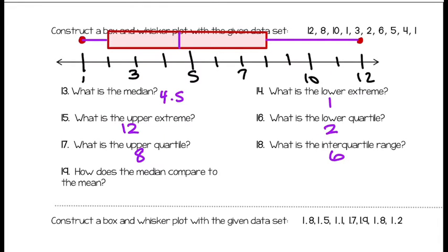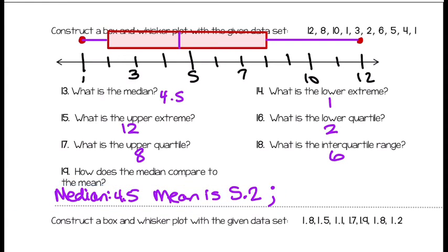Okay, so number 19, it says, how does the median compare to the mean? So I already know what the median is, it's 4.5. So I need to find the mean. So I'm going to find the mean of those numbers up there. Add them all together, divide by 10, and you will find out that your mean is 5.2. So as far as comparing them, since I don't have any context to this problem, I can say the mean is higher than the median, or I can say the median is lower. If there's context to the problem, you can talk about it a little bit more. But for right now, we're just going to say the mean is higher.